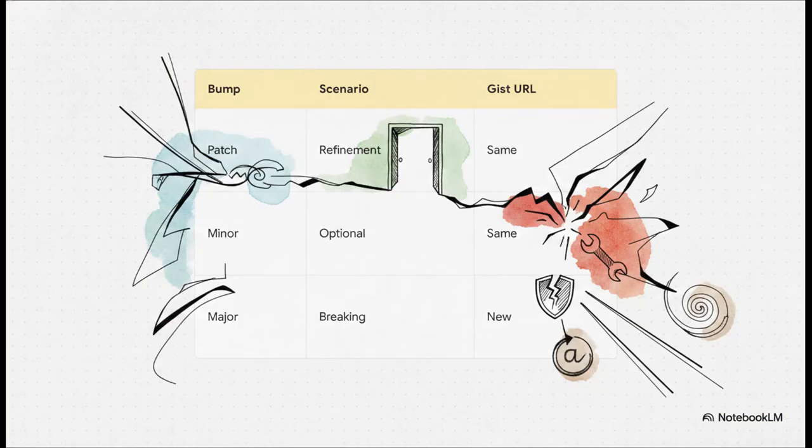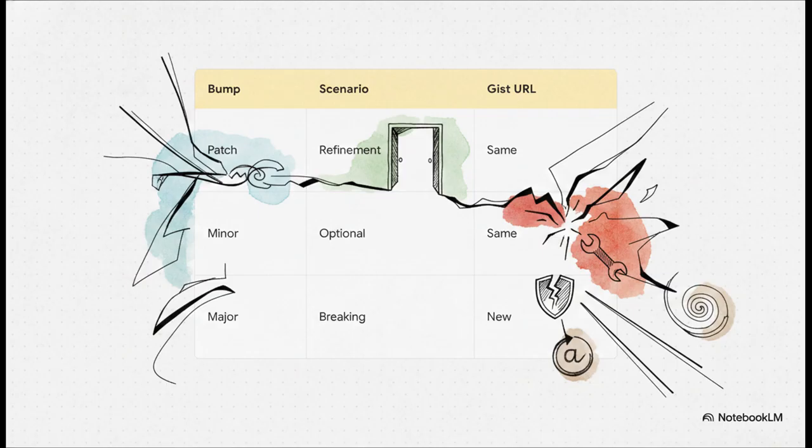Contracts have friction. They just do. So we require strict discipline to modify them without breaking the fleet's Ansible playbook. Now, what's really interesting about this slide is how we handle additive versus breaking changes using gist URLs as the ultimate version stamp. If you're doing a patch bump, say a refinement like bumping the minimum runners from 1 to 2, you keep the exact same URL.